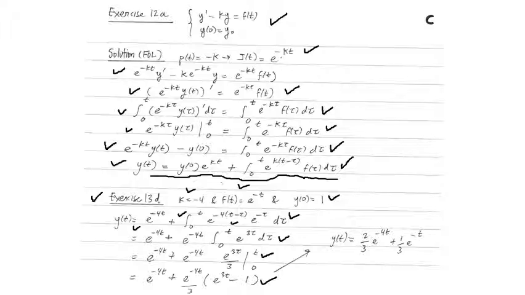And now if we clean that up a little bit and just multiply out the second part and combine like terms, we see this expression for our solution of our initial value problem, 2/3 e to the minus 4t plus 1/3 e to the minus t.